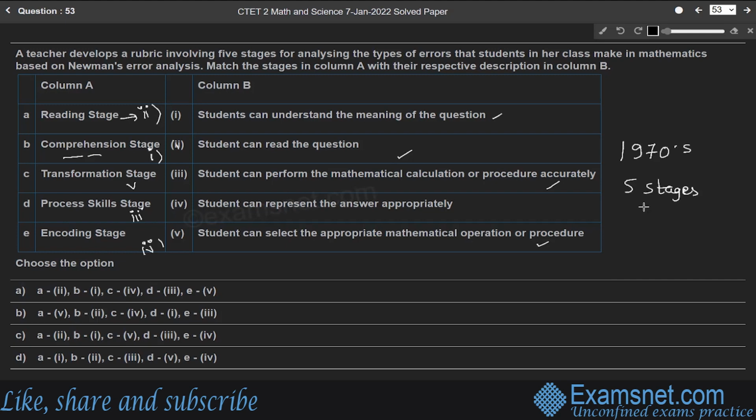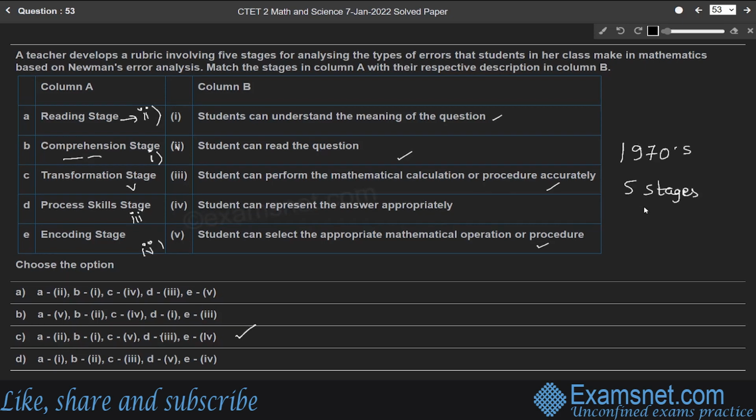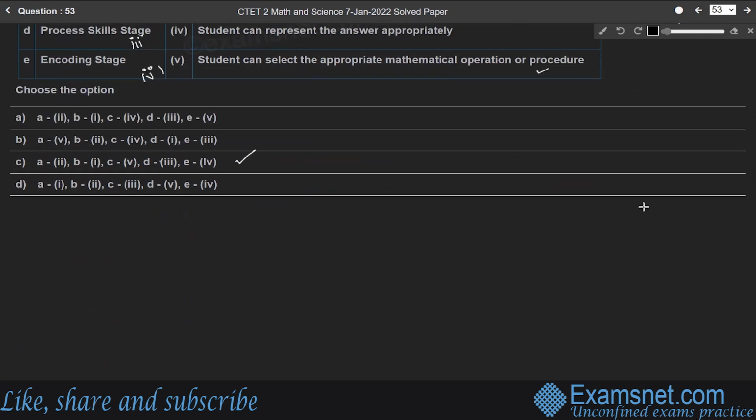So option C. Here in the option C, second, first, fifth, third, and fourth. Hence, option C is the right answer. Option C is the right answer.